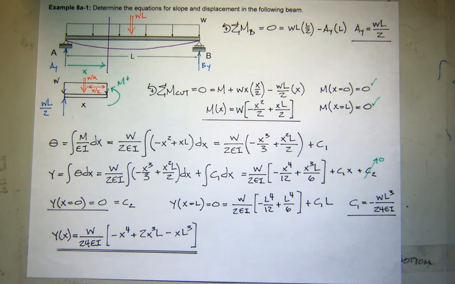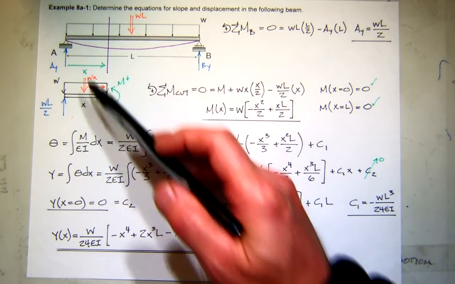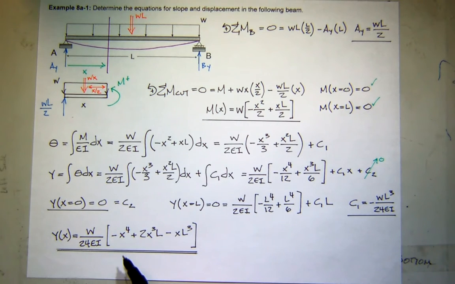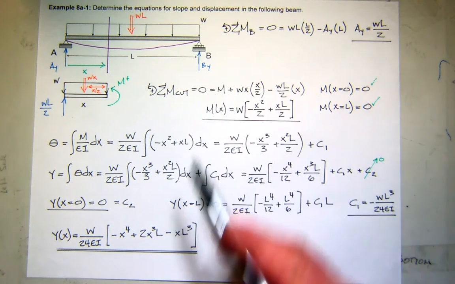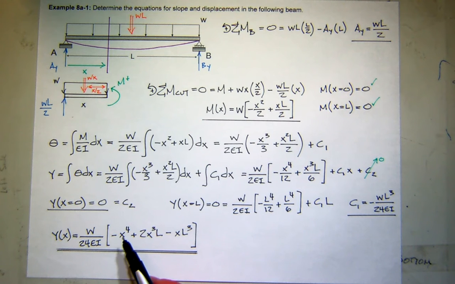Now we should check it, right? We know the displacement at A is what? 0. And A is at x equals 0, so I put in x equals 0, I get 0, 0, 0, yeah, that works. And also at x equal L, point B, it should be 0. Plug in L, I get L to the fourth, plus 2L to the fourth, minus L to the fourth, yeah, that's 0. Seems to work. It matches at the ends.